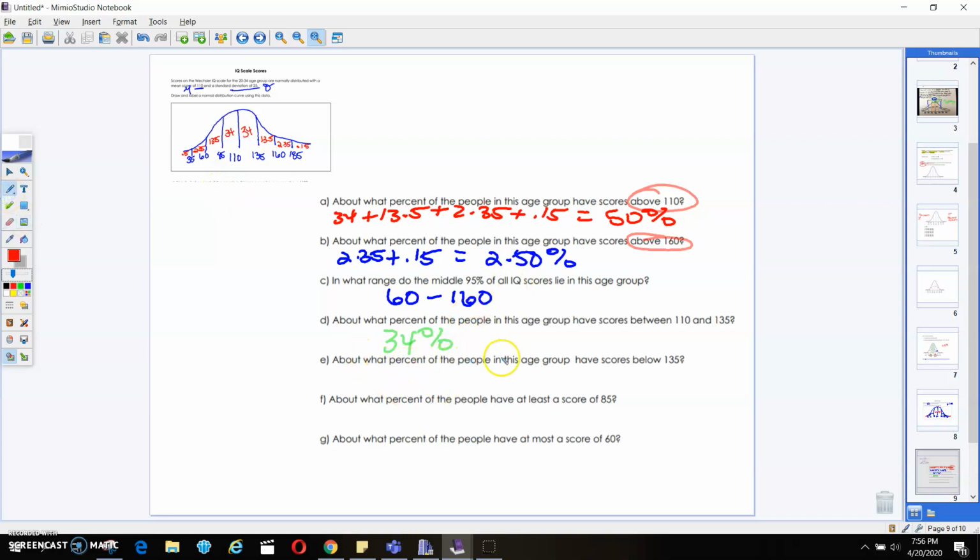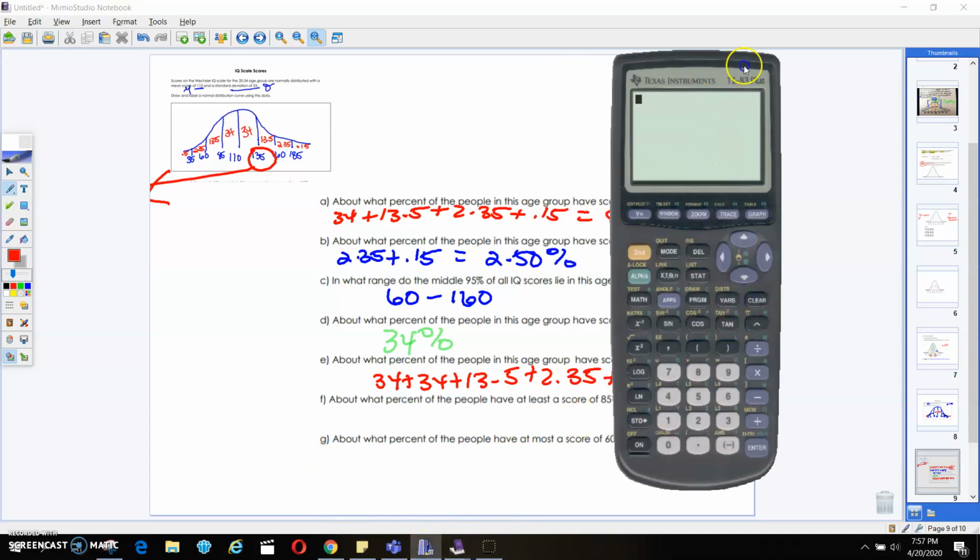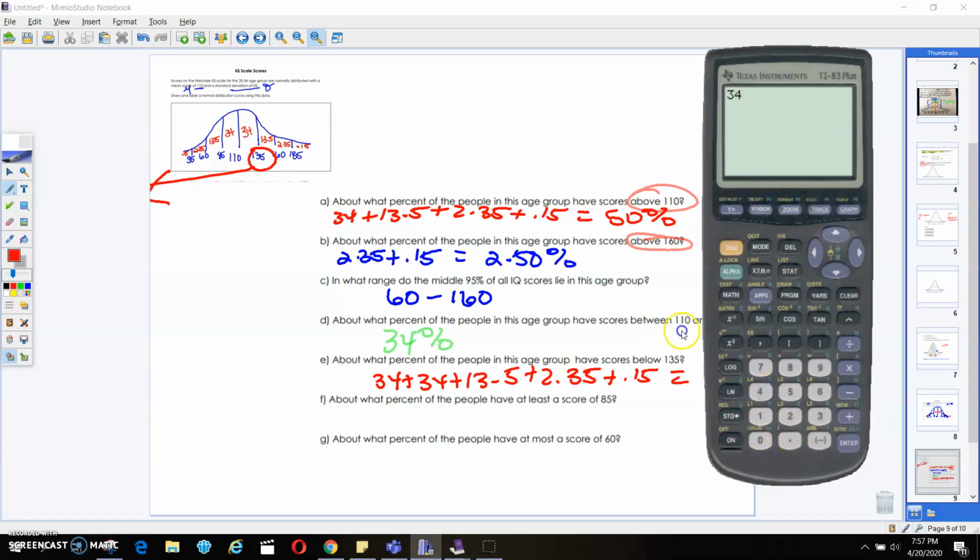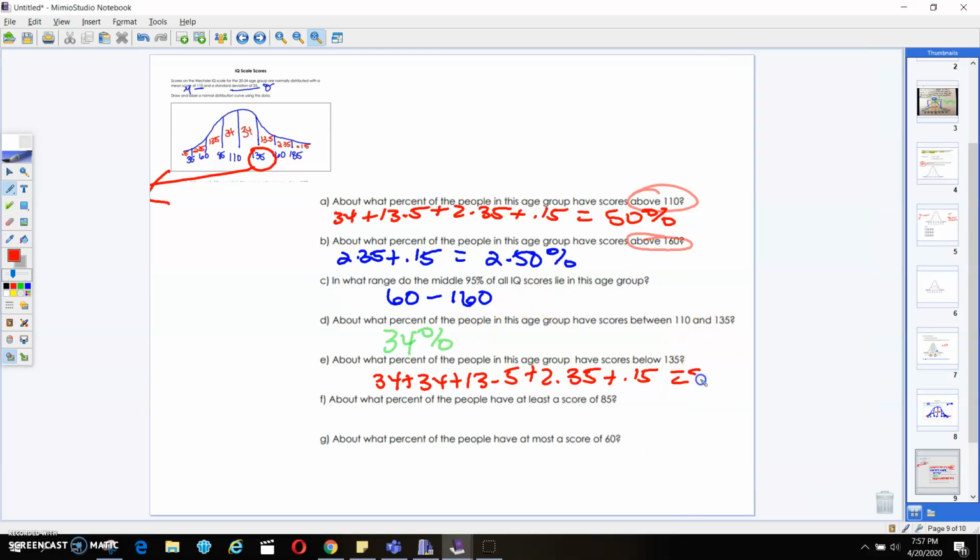Okay, so about what percent of the people in this age group have scores below 135? So we're looking at 135, but we're going to look to the left, okay, because below 135 would be 110, 85, etc. So we're going to take 34 plus 34 plus 13.5 plus 2.35 plus 0.15. That's going to give me 84%, right?